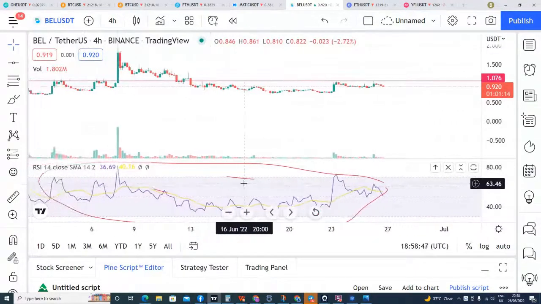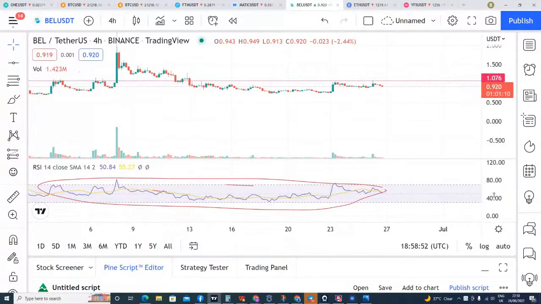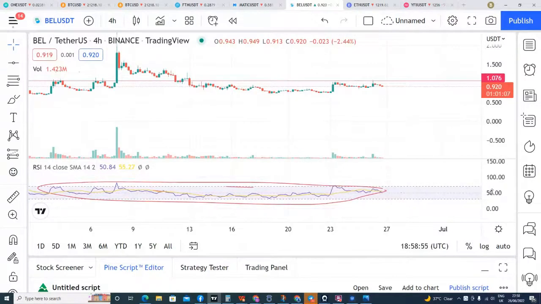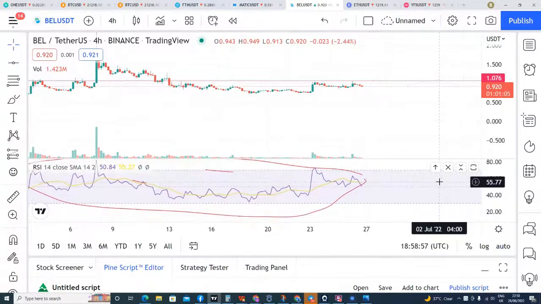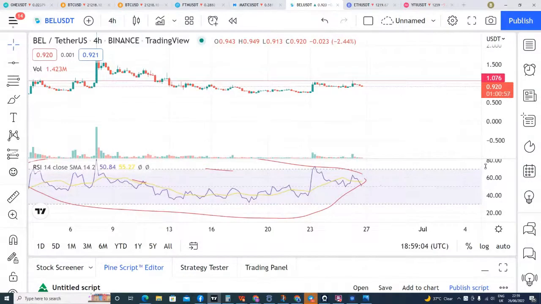Looking at these charts here, I want you guys to look here. You can see that this RSI here is from 0 to 100. The oscillator is counted from 0 to 100, and from 0 to 30 is known as oversold. And from 70 to 100 is known as overbought.